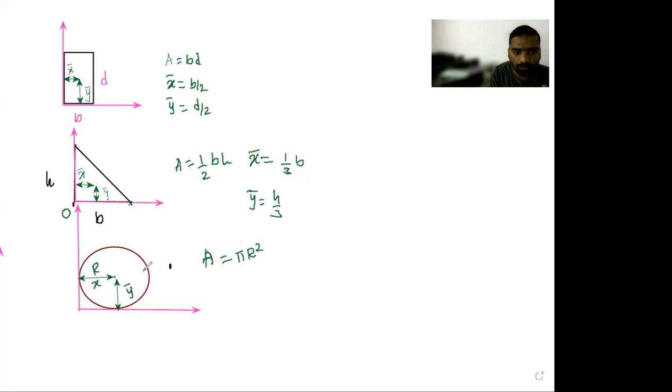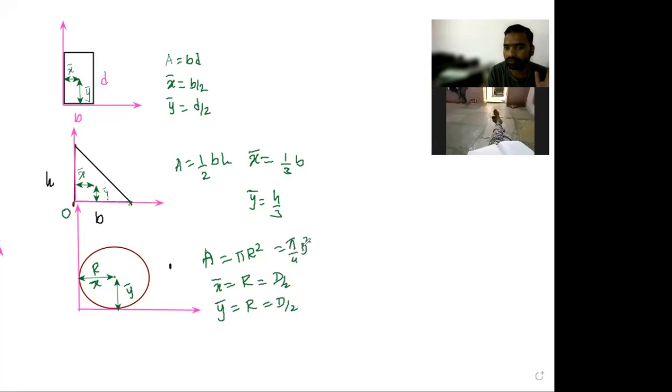Correct? Can you tell me what is the x bar value? X bar is equal to r. R only, not r by 2. If it is d, then d by 2. Here its value is r only, correct? Yes. Then y bar is equal to, can you tell me y bar? 4r upon 3 pi. Or, if the diameter is given, you can write it as d by 2, or you can write it as pi by 4 d square. Is it correct, everyone? Yes, sir.